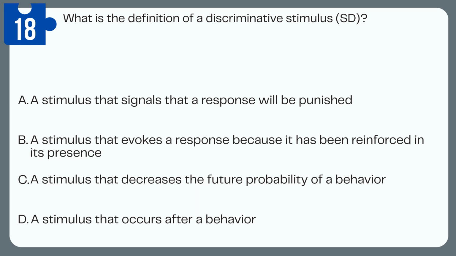Question 18. What is the definition of a discriminative stimulus, SD? A. A stimulus that signals that a response will be punished. B. A stimulus that evokes a response because it has been reinforced in its presence. C. A stimulus that decreases the future probability of a behavior. D. A stimulus that occurs after a behavior.